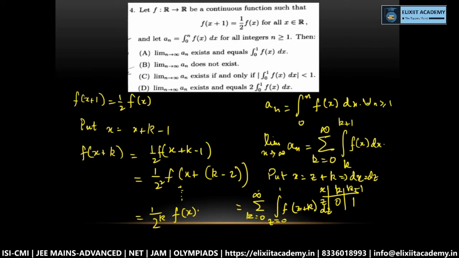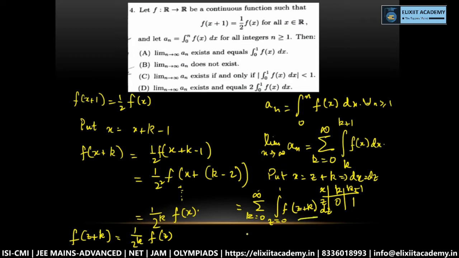Now from this relation, f of x plus k, we can find out what is f of z plus k. We can easily find out what is f of z plus k. What is f of z plus k? From here, this is 1 upon 2 to the power k, f of z.